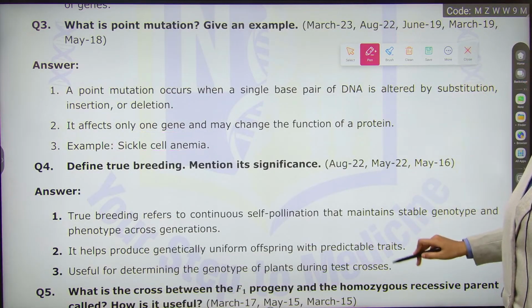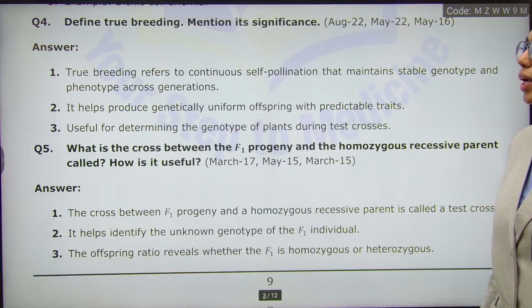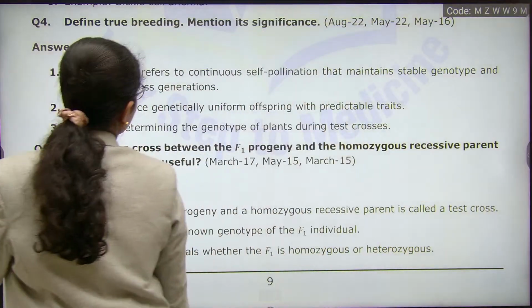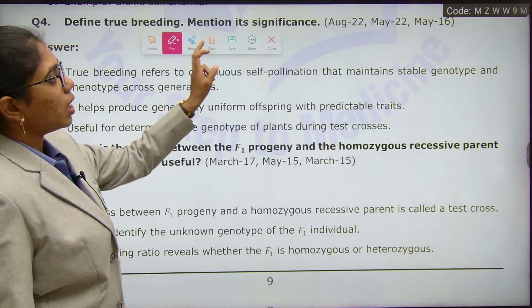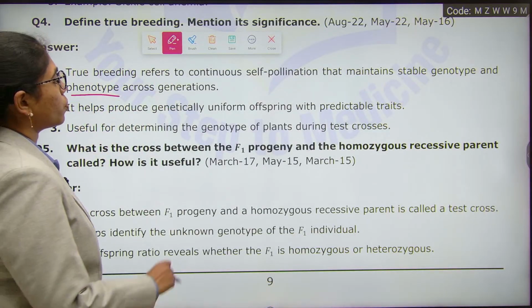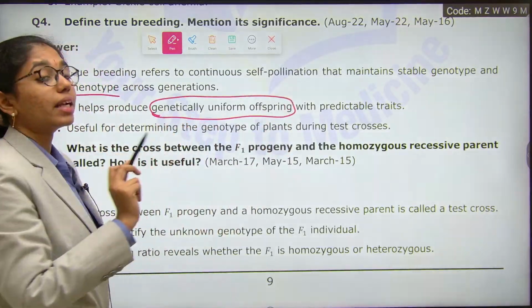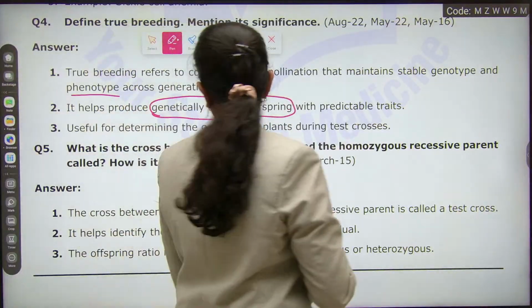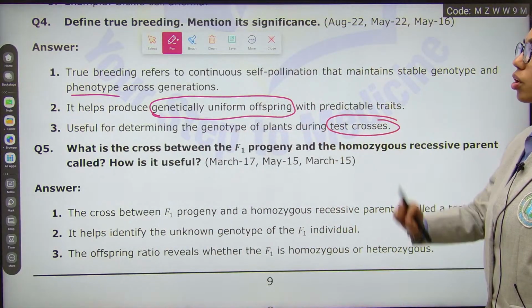So here you look into true breeding. It will refer to continuous self-pollination that maintains stable genotype and phenotype across the generations. This helps to produce genetically uniform offsprings with predictable traits. And this is useful for determining genotype of plants during test cross as well.